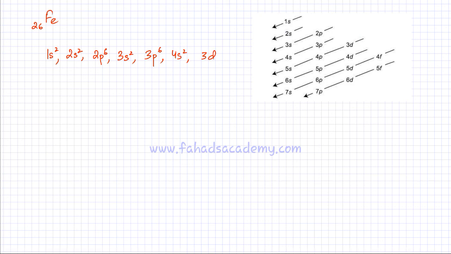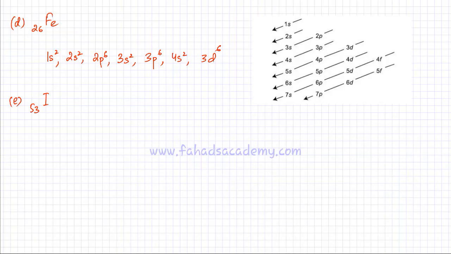So following the arrows, I have reached the 3d subshell. Now I need to count the electrons, so that's 2 plus 2, that's 4, plus 6 is 10, 10 plus 2 is 12, 12 plus 6 is 18, 18 plus 2 is 20. So I'm left with 6 electrons, so 6 electrons would occupy the 3d subshell. So in this way, this is how 26 electrons of iron would be filling all the subshells.